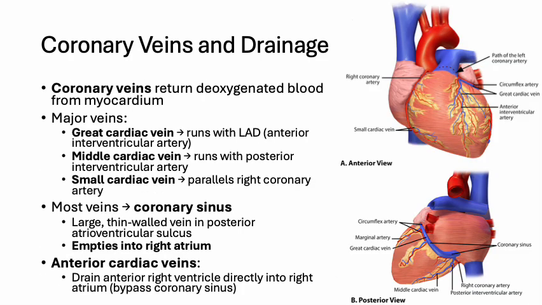Just as the myocardium needs a steady supply of oxygenated blood, it also needs an efficient system to drain away deoxygenated blood and waste products. That's the job of the coronary veins. There are three main cardiac veins that run parallel to the arteries and collect most of the blood that is used by the heart muscle.